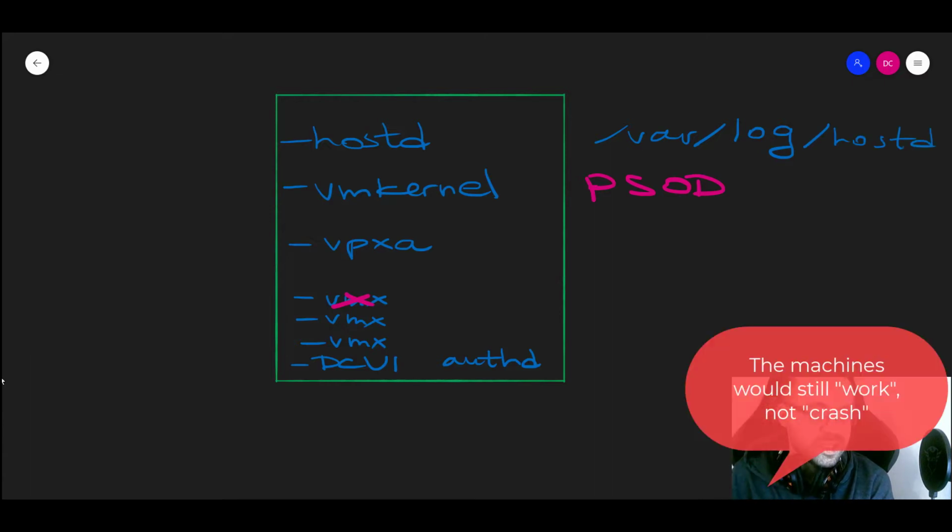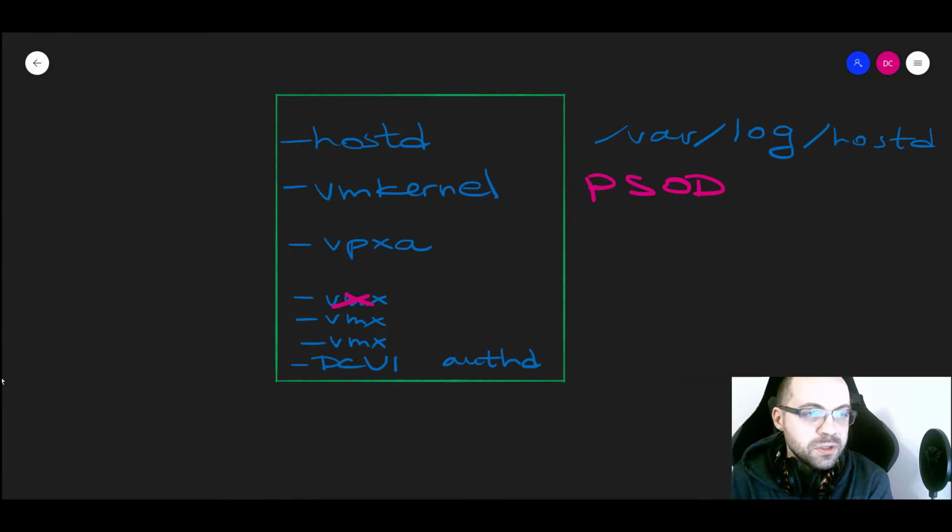The machines would still run. So instead of rebooting the whole host, in which case you would suffer downtime of the hosted machines, you could simply try to restart the management agents, which will restart multiple daemons, including hostd. So potentially it could fix the issue.